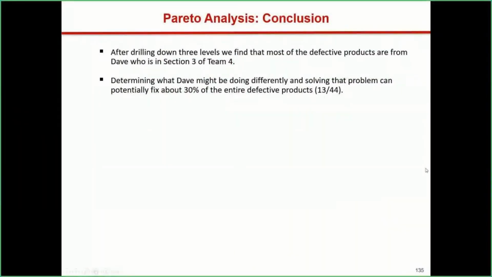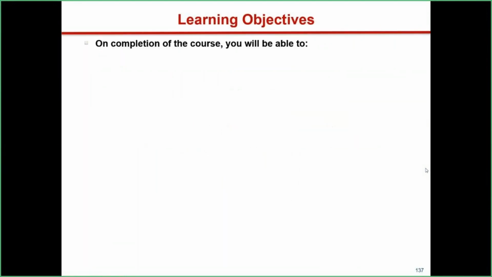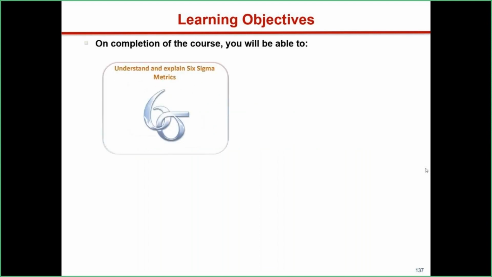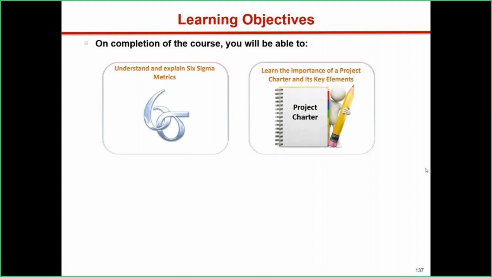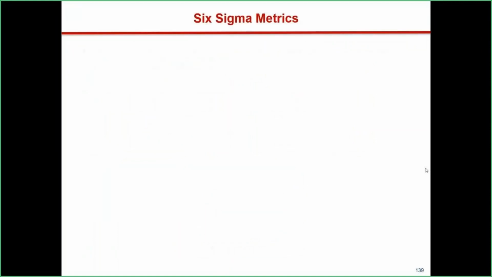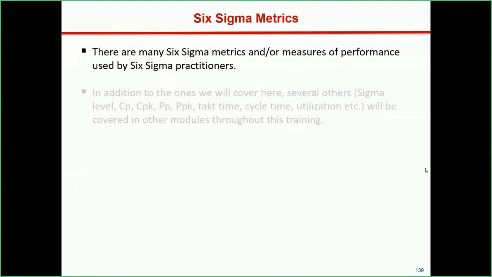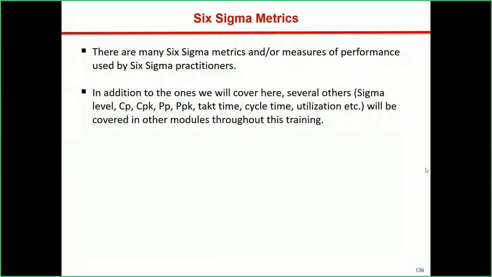All right. So now that we have concluded Pareto analysis, we will move on to Lean Six Sigma projects. On completion of the course, you will be able to understand and explain Six Sigma metrics, learn the importance of the project charter and its key elements, and explain team development and key features of a successful team. Now, we need to learn the Six Sigma metrics because this is what will help you determine different measures that we'll be using across different phases.